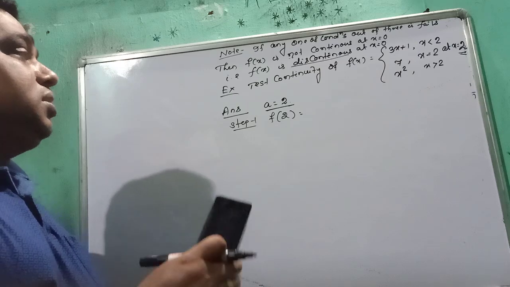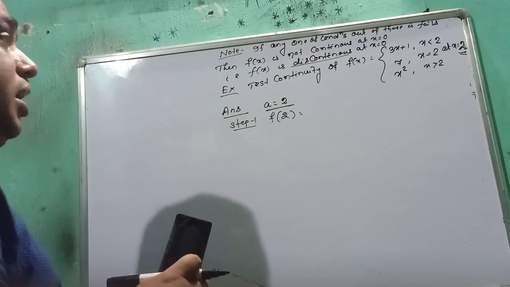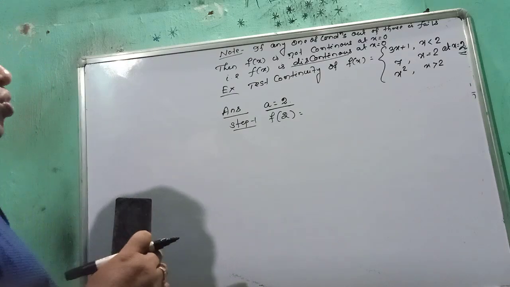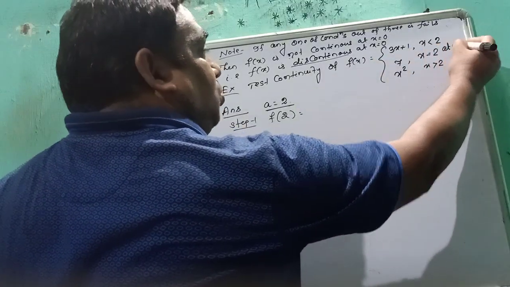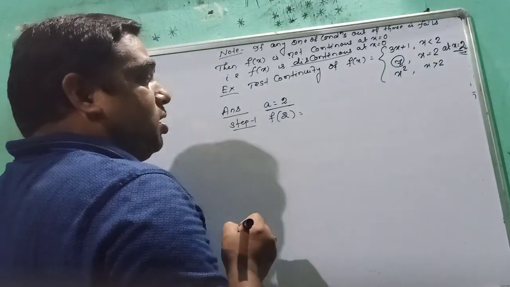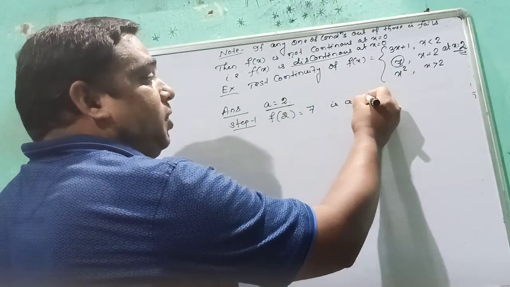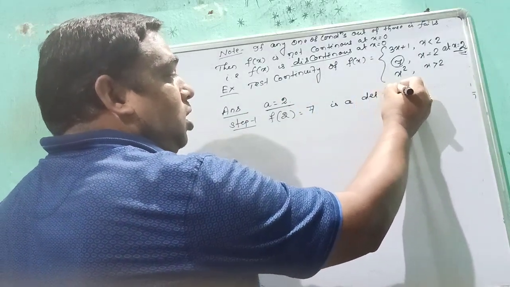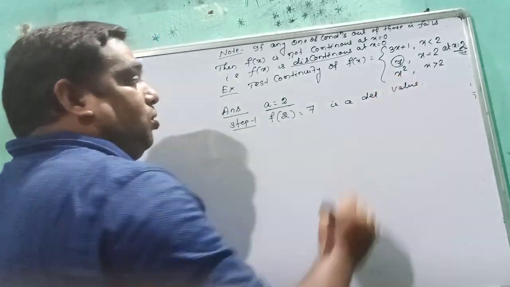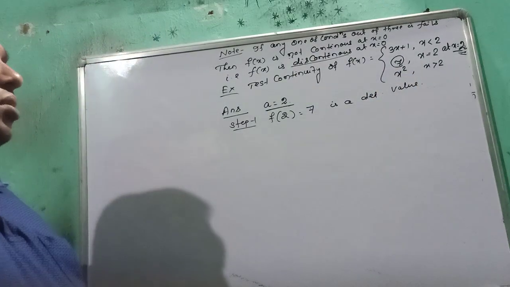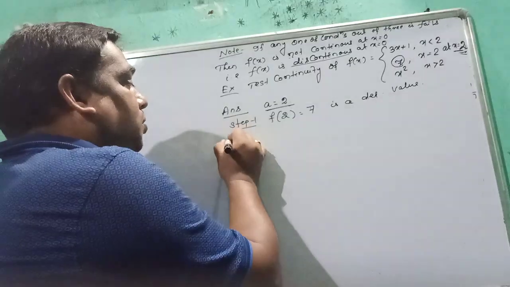f(2) means you take x is equal to 2. Then at x is equal to 2, its value is 7. So f(2) is 7, which is a definite value. Now we go to step 2.